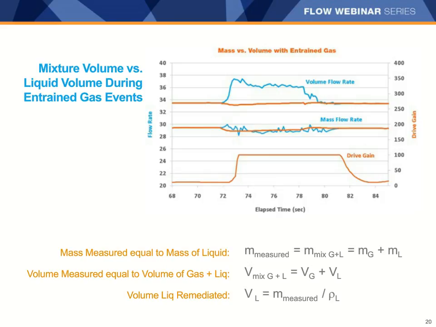However, the mass measurement continues to be fairly accurate for the liquid because gas, relative to the liquid, has no mass. So to calculate the volume of liquid, and you see the equations at the bottom, we use the measured mass divided by the known density of the liquid. Okay, so what does this look like?